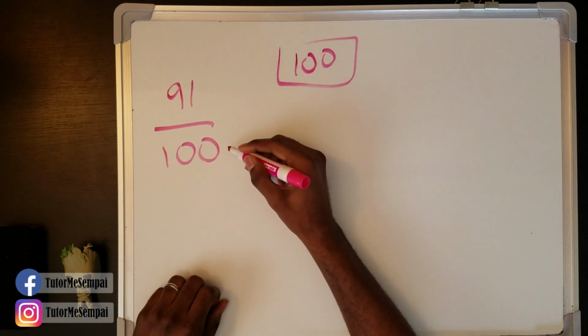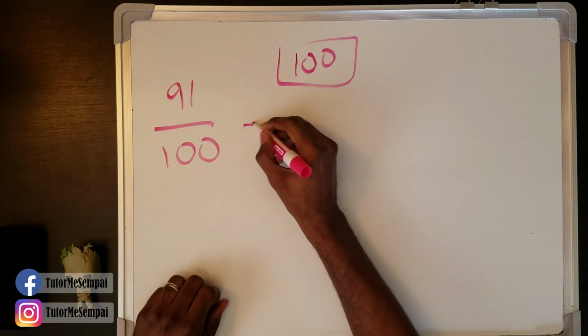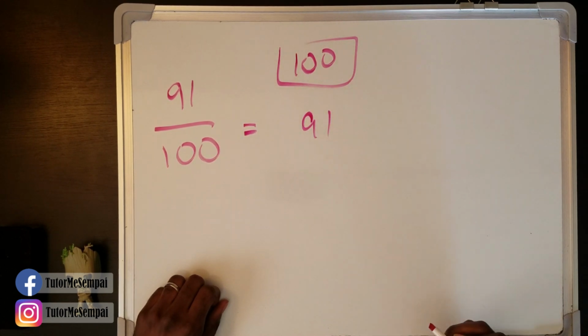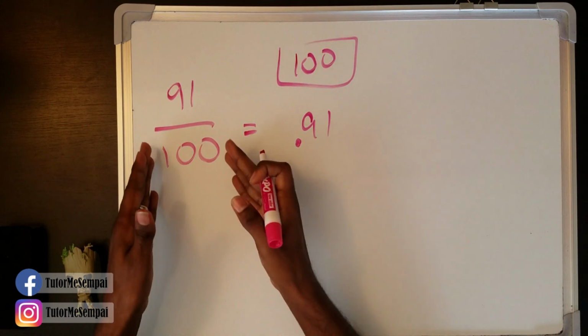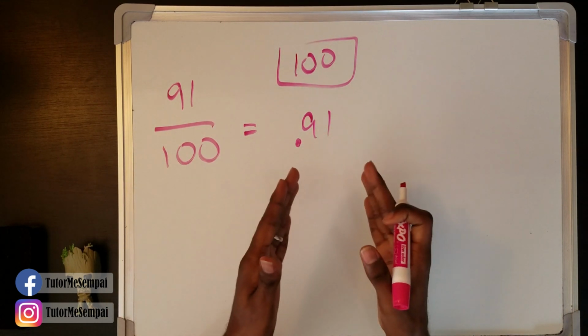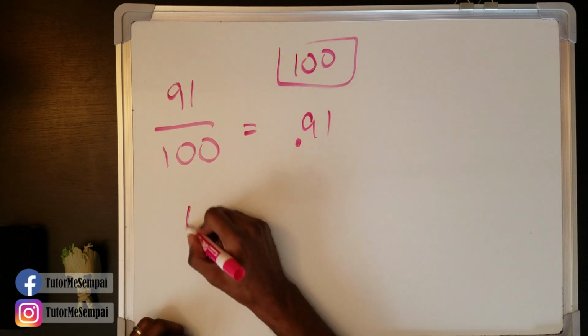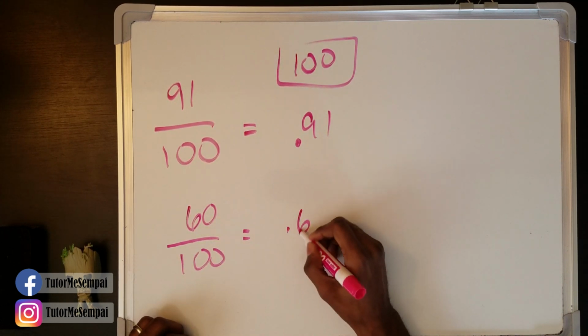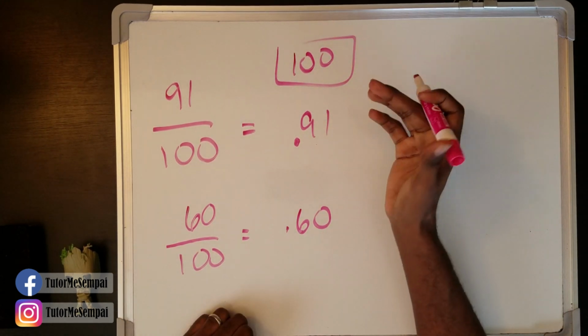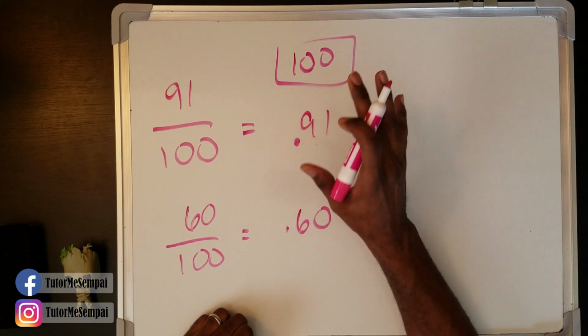When you can make or have 100 in the denominator, you can quite simply write the numerator and put the decimal in front. So 91 over 100 is equivalent to 0.91. So if you had 60 over 100, it would be 0.60. There are some slight modifications depending on how your numerator looks.